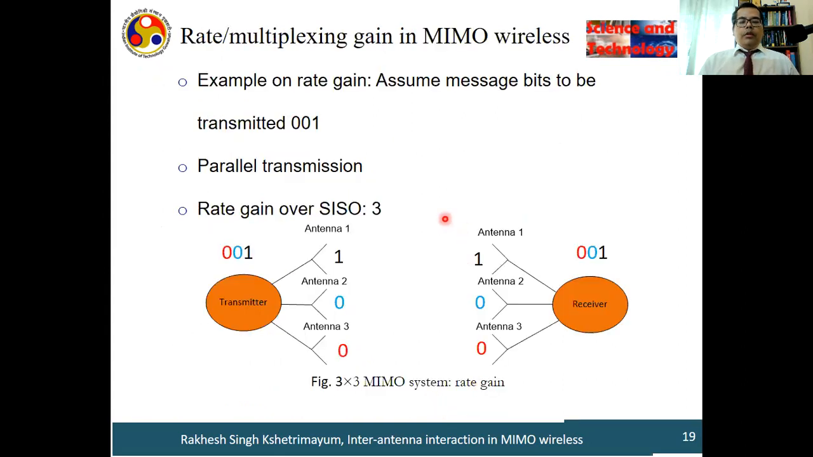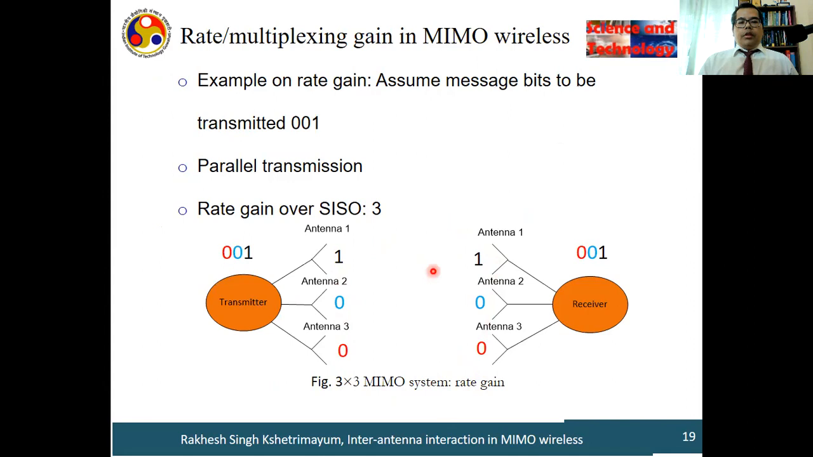Okay, so we have understood what is MIMO wireless. MIMO wireless means multiple input, multiple output, where the transmitter is employing NT number of antennas and the receiver is employing NR number of antennas. So let us take a simple example of a 3x3 MIMO system, where the transmitter is employing 3 antennas and the receiver is also employing 3 antennas. We call this a 3x3 MIMO system. 3 input, 3 output.